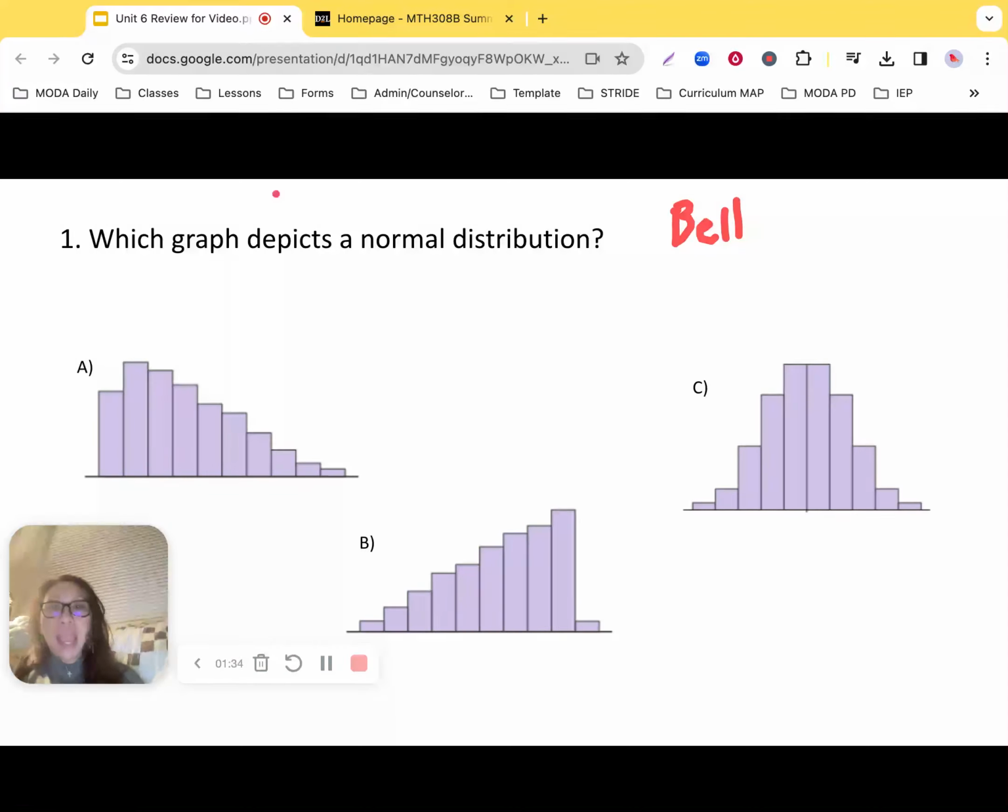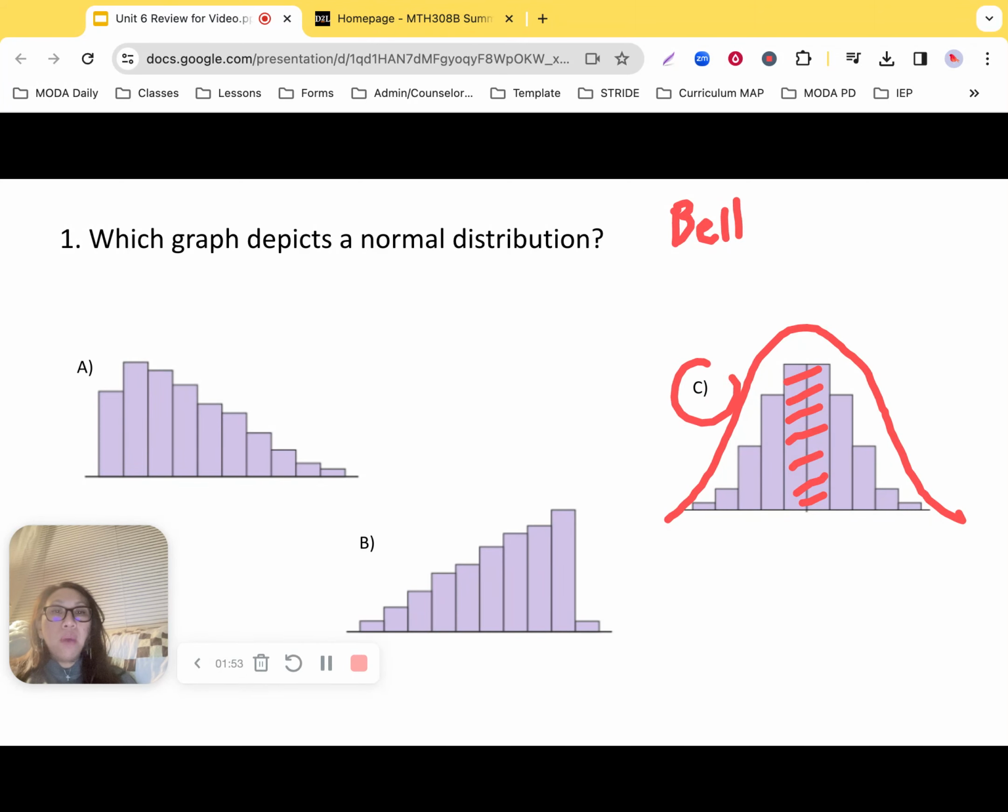Looking at the graph, there's the tallest bar here, which is in the middle, and it resembles a bell-shaped curve. So that would be a graph that shows a normal distribution.